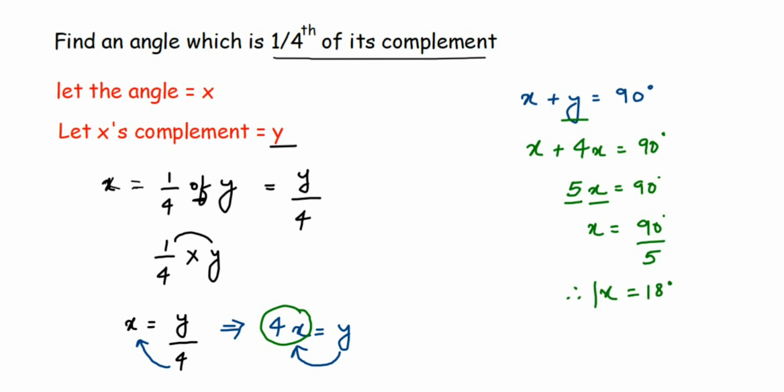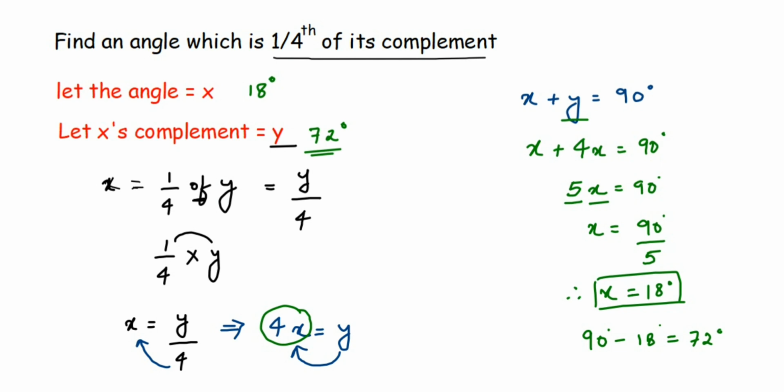So this x is the angle which we have taken. This is 18 degrees. If this is 18 degrees, then what will be its complement? 90 degrees minus 18 degrees is equal to 72 degrees. So its complementary angle will be 72 degrees, that is, y value is 72 degrees.